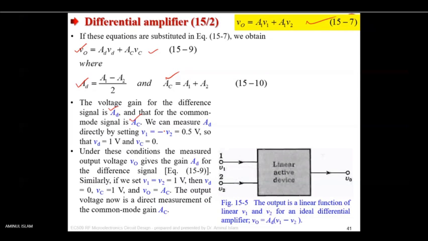The voltage gain for the difference signal is AD and that of the common mode signal is AC. We can measure AD directly by setting V1 equals minus V2 equals 0.5 volt, so that VD equals 1 and VC equals 0. Is it not? Correct statement. V1 equals minus V2 equals 0.5, so that VD will be 1 and VC will be 0. This statement is correct?